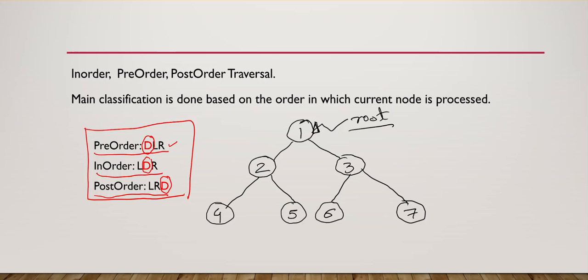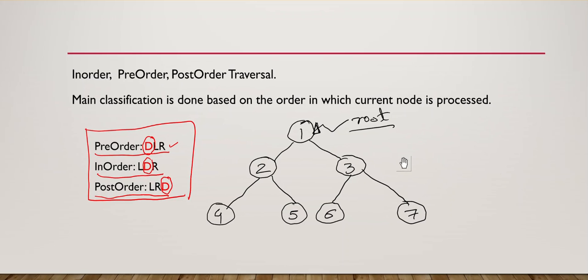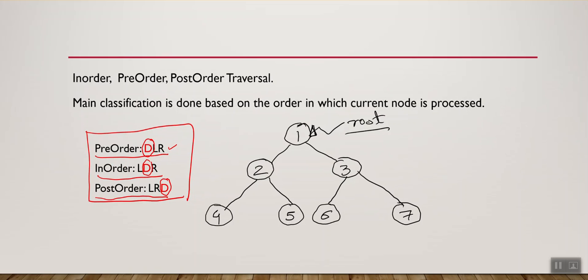Now for the example, we will use this tree. We will be using the same tree for all these combinations like pre-order, in-order and post-order. First of all, we will create this kind of node structure, and then we will try to traverse and see what the output is.